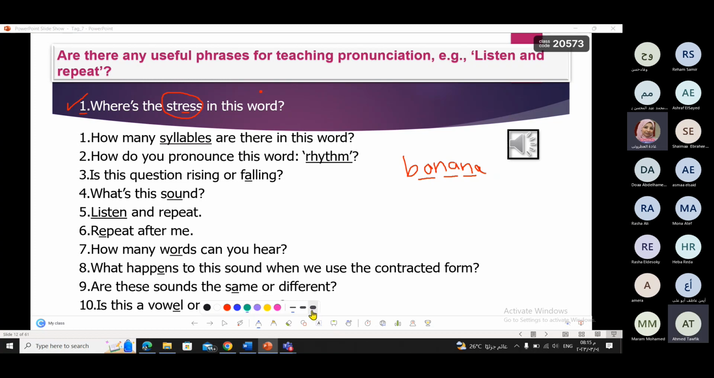I think it's the second syllable. Excellent. Yeah, banana, right? This is the word stress. But we also have the sentence stress. So what are the words stressed in this question?